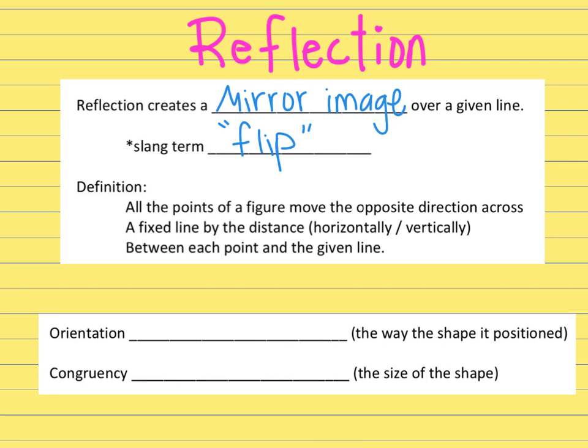And then we have the definition. All the points are going to move in the opposite direction across the axis. And then between that line, each point is going to be the same distance away. So that'll make more sense when we actually see a picture.